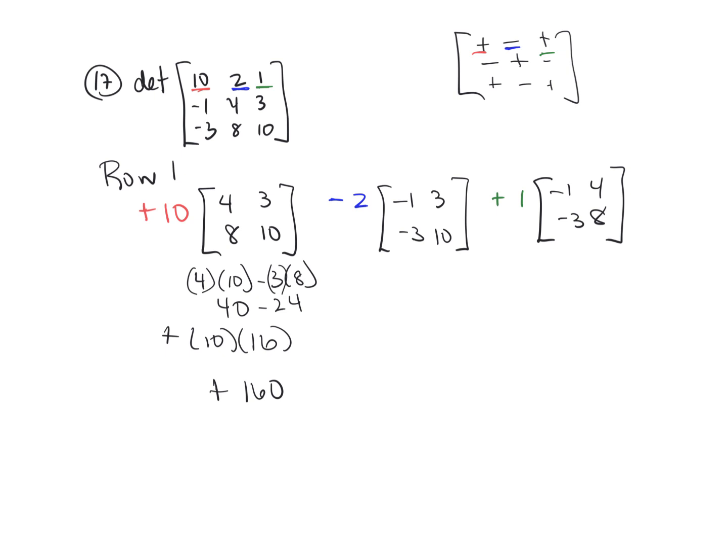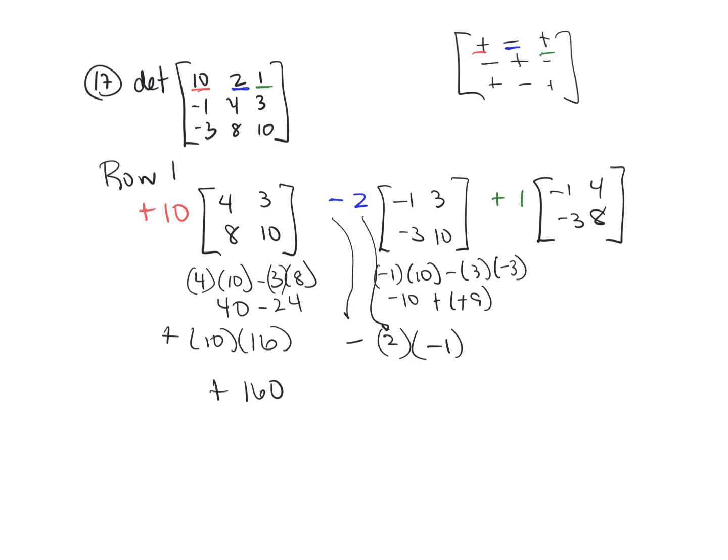So the determinant of the 2 by 2: negative 1 times 10, minus 3 times negative 3. Watch your signs. We're going to have negative 10 minus negative 9. That comes out to be negative 1. But then I have a negative and I have a 2. So negative times 2 times negative 1 is positive 2.